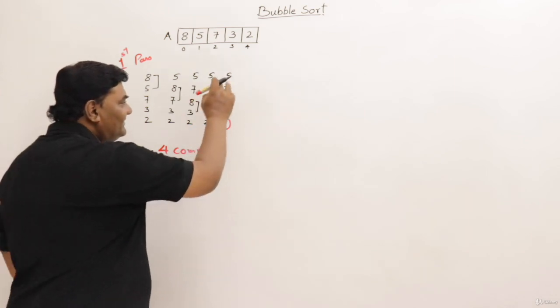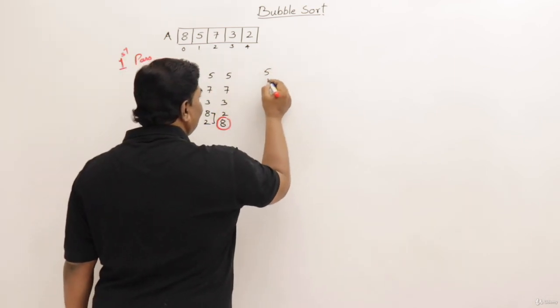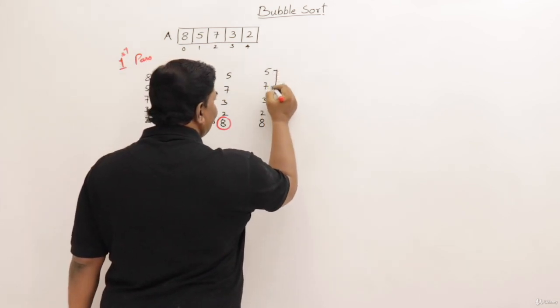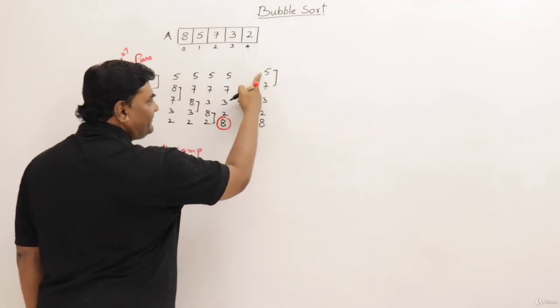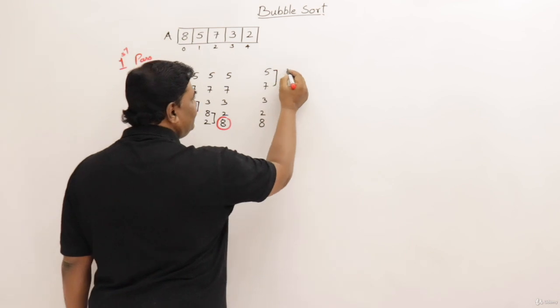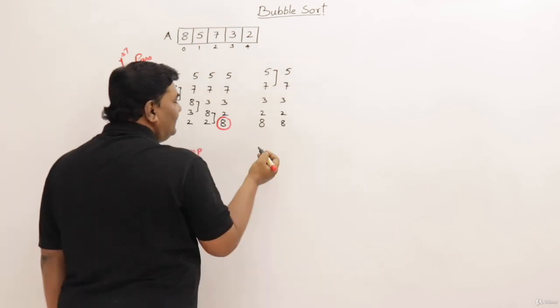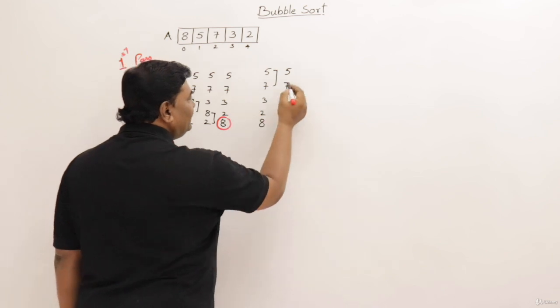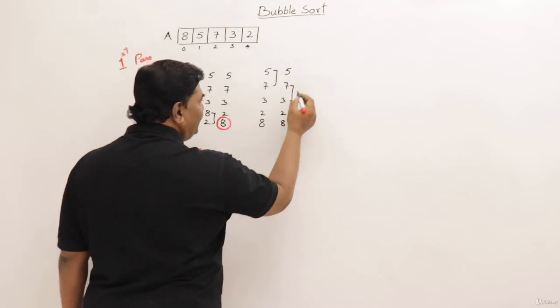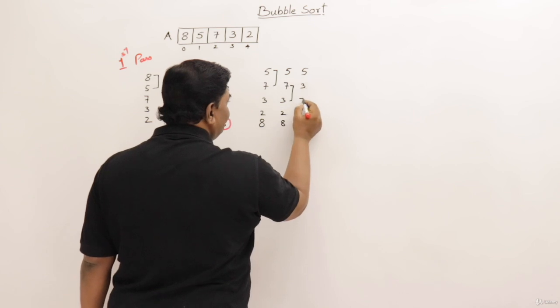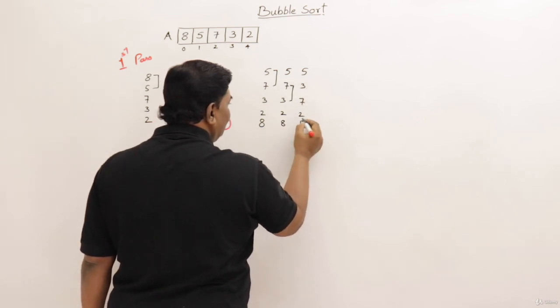So I will take this list of elements once again. I will perform the second pass. First compare these two elements. See, the first one is not greater than the second one, so they are not swapped. They remain as they are. So if it is greater, we will swap. Then next pair, 7 and 3. 7 is greater. So 5, 3, 7, 2, 8.